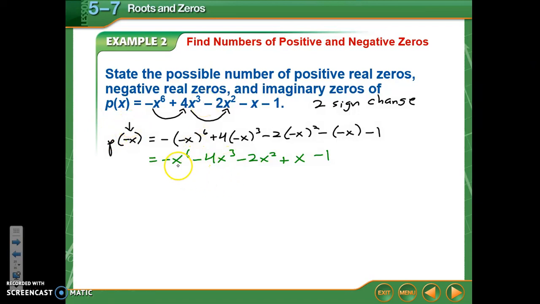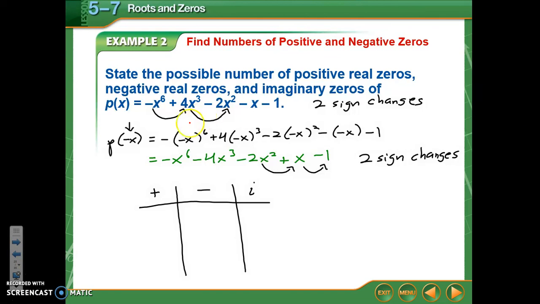How many sign changes do I have? Well, this goes from negative to negative, negative to negative. Here's one sign change from negative to positive, and another sign change. So p of -x also has 2 sign changes. Okay? How do we use this information? Well, we're going to make a chart. And in our chart, we're going to have a column for possible positive real zeros, possible negative real zeros, and possible imaginary zeros. Again, this is possible. We're looking for all the possible combinations.